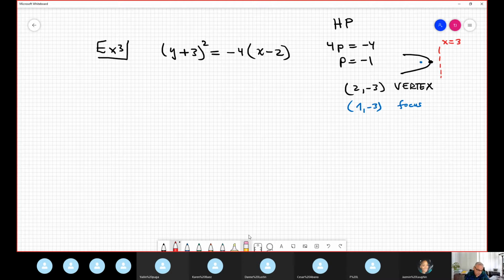And finally, the axis of symmetry, well, is this line, which is horizontal, y equals something. y equals what? y equals negative 2, no? Negative 2, yeah, negative 2. Yeah, it's negative 2. Okay.